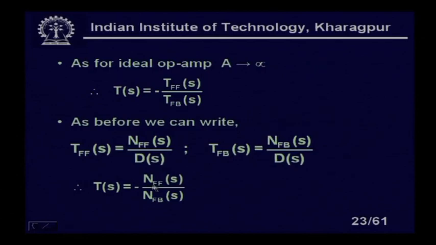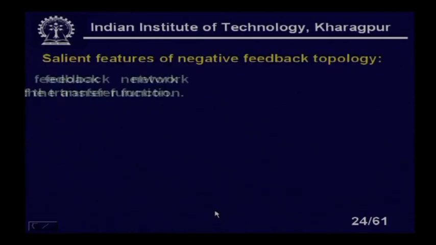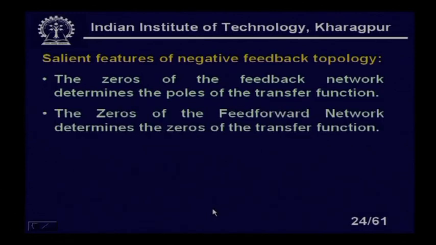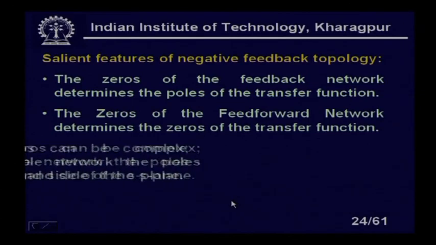That means the poles of the transfer function will be determined by the zeros of the feedback transfer function, and the zeros of the transfer function are determined by the zeros of the feed forward transfer function, right. So, these are salient features: the zeros of the feedback network determine the poles of the transfer function, the zeros of the feed forward network determine the zeros of the transfer function, right.